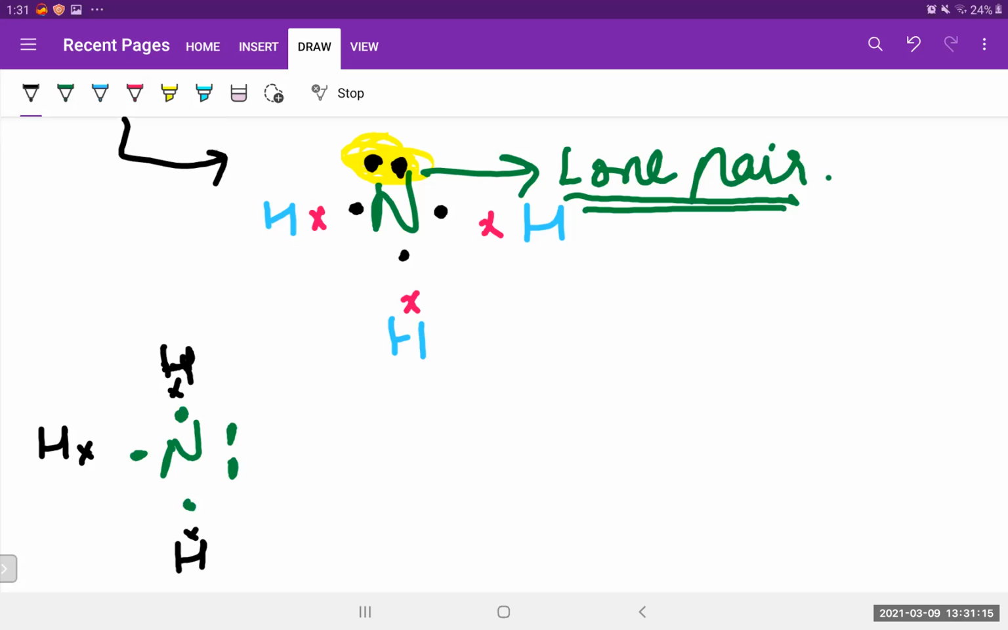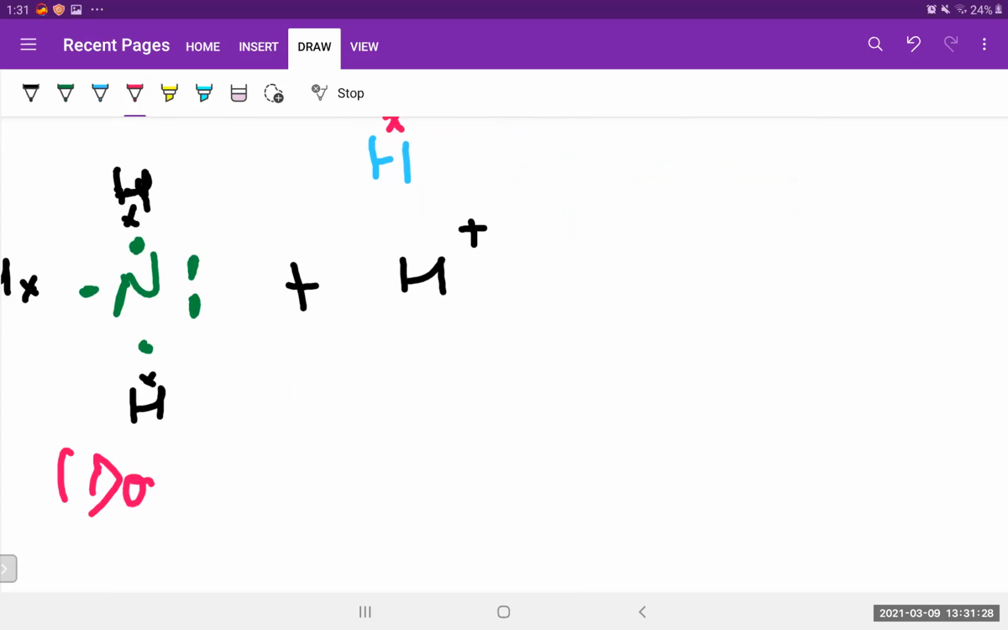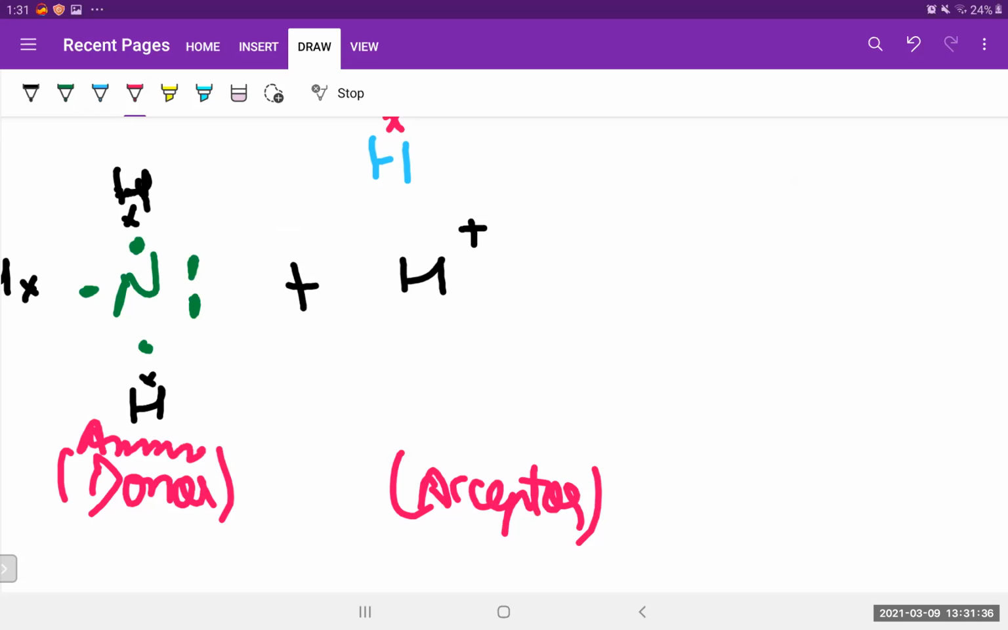Okay, NH3. Now what will be added to it? Hydrogen will be added to it, the H plus ion. This is the donor, and this is the acceptor. This is ammonia, and this is the hydrogen. No, not a hydrogen atom, it's an ion, because it has a positive charge. These things are to be kept in mind.